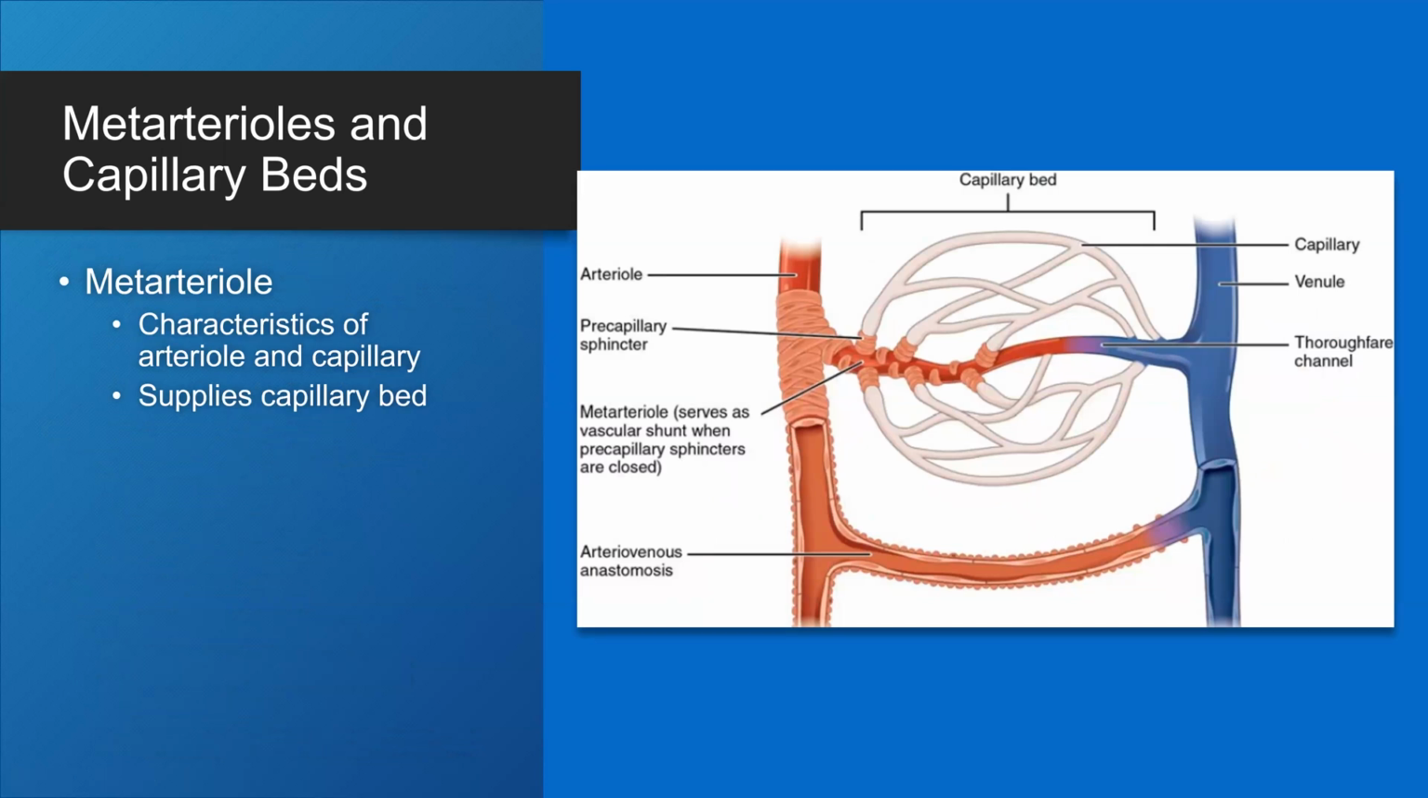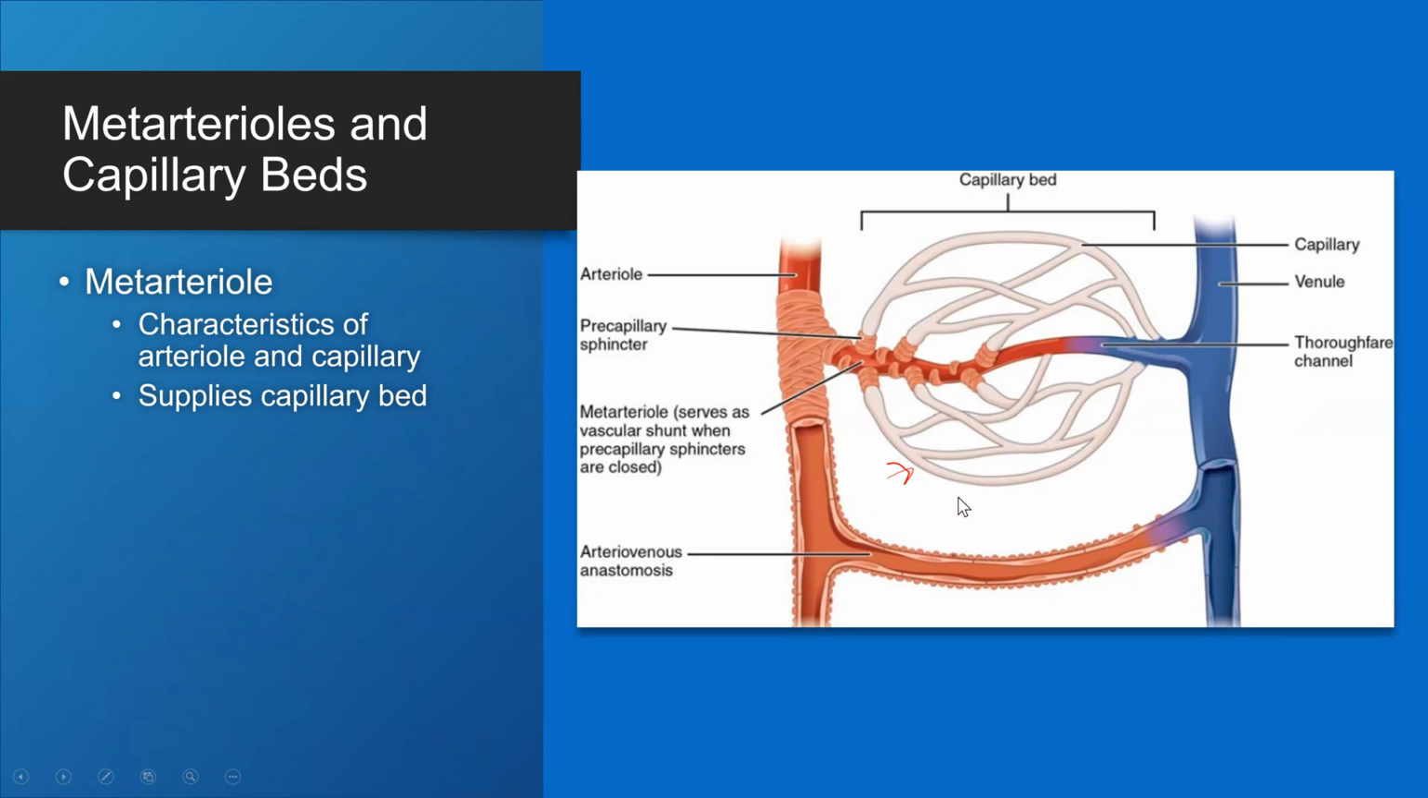Metarteriole. Metarterioles have characteristics of arterioles and capillaries, and they supply capillary beds, like, for example, shown over here. And they are only found in the mesenteric circulation. So that's the circulation that provides blood to your digestive system. So you can see we have an arteriole, and then we have a venule, and there is a direct connection between them. And this direct connection is the metarteriole on the arterial side, sort of a thoroughfare channel on the venule side.